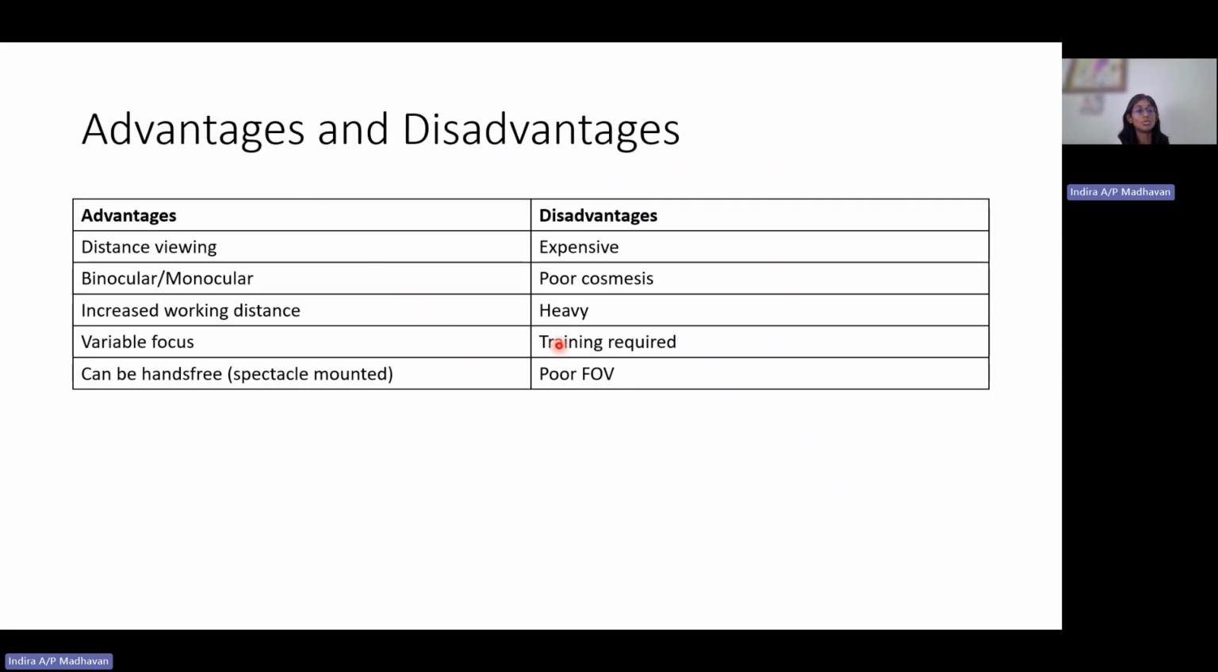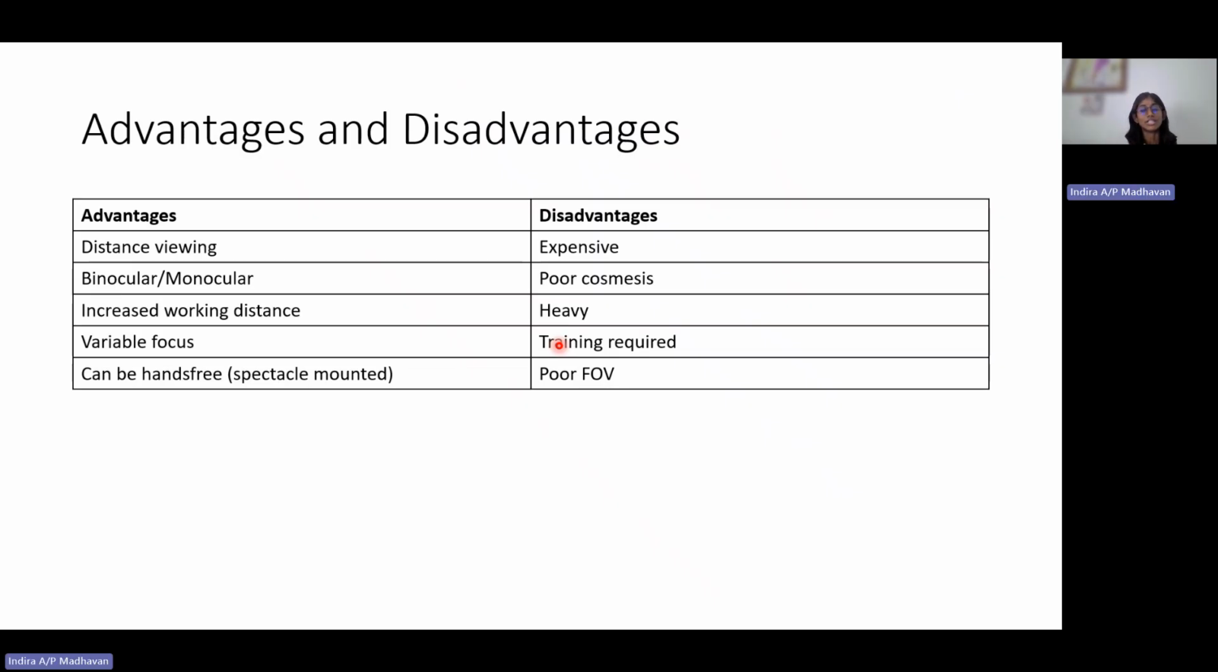And then increase working distance, because as I mentioned, the image appears shorter for the patient. So they can actually view things from a very far distance, no need to move closer to get the image clear. And the focus can be varied. Just need to twist the telescope, and then the image clarity would be focused or defocused depending on the need of the patient.